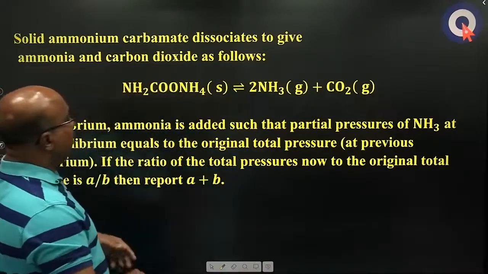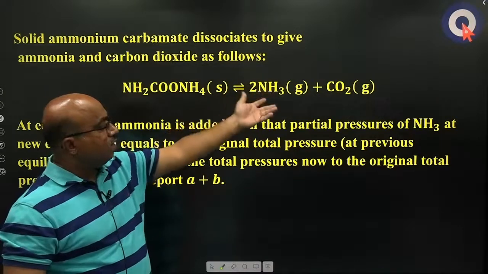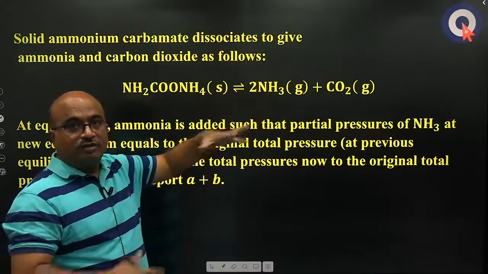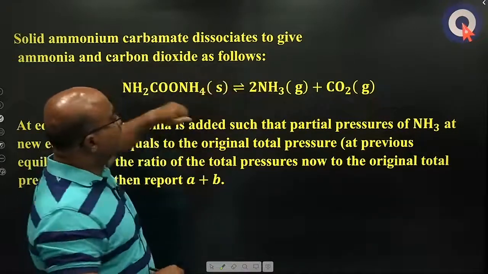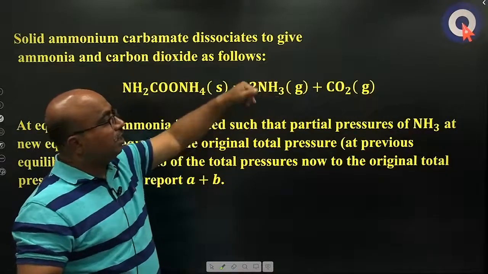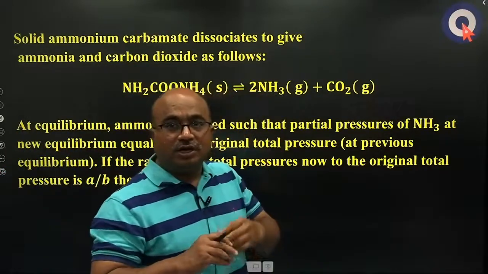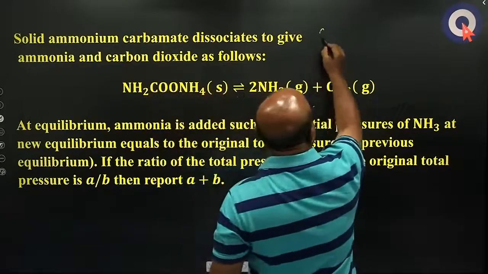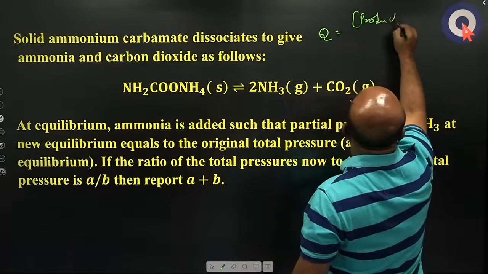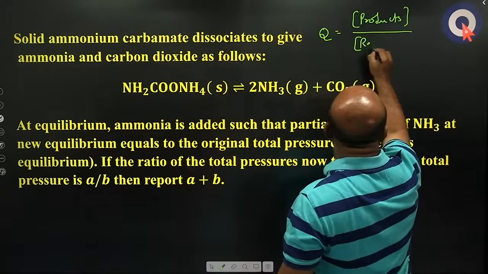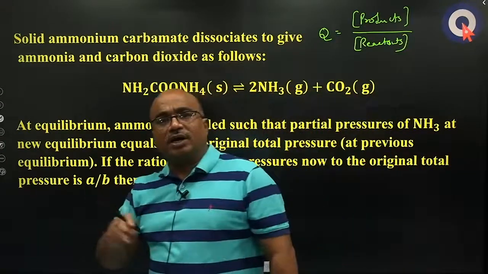So if ammonia is added, the partial pressure or active mass of ammonia changes immediately, which was at equilibrium initially with a particular pressure or concentration. So the reaction moves backward because the partial pressure of the products is increased. This is what we generally use with the K expression and the reaction quotient. The reaction quotient Q is nothing but the active masses of products to the active masses of reactants at any condition, even other than the equilibrium position.